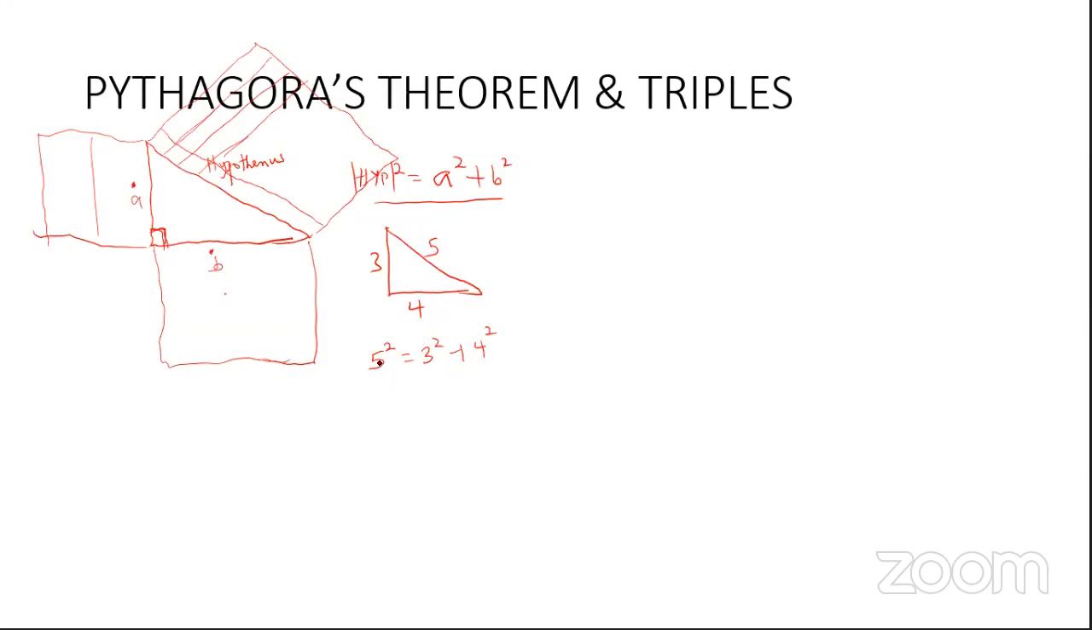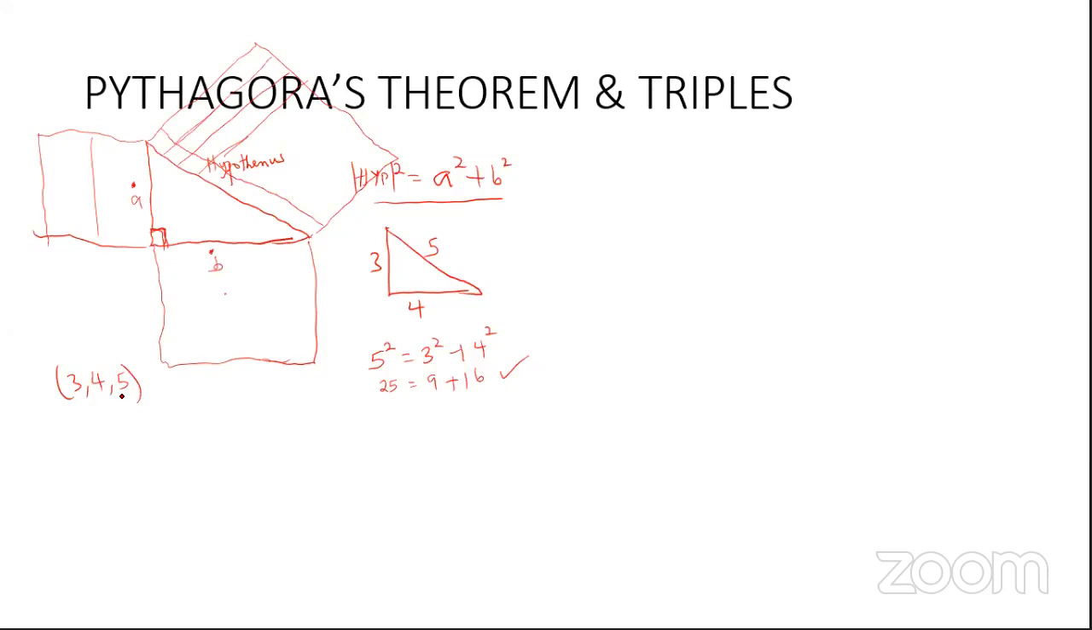So look at this, 5 squared is 25. 3 squared is 9. 4 squared is 16. So 9 plus 16, is it the same thing as 25? Yes. So it means a triangle with lengths 3, 4, and 5 is a right angled triangle. As a result, 3, 4, and 5, we call them Pythagorean triplets. They are triplets, they go together.